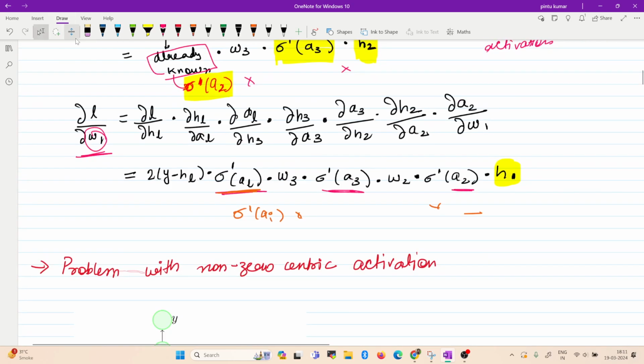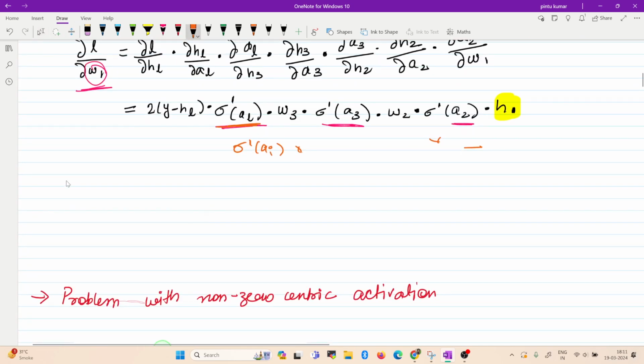These are the two things I wanted to mention. First, the derivative terms have sigma dash multiplied by some output, multiplied by some other terms.